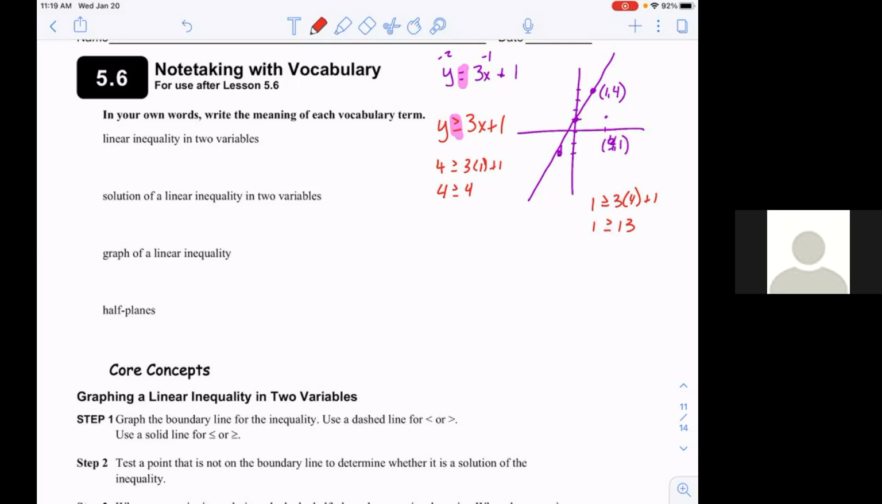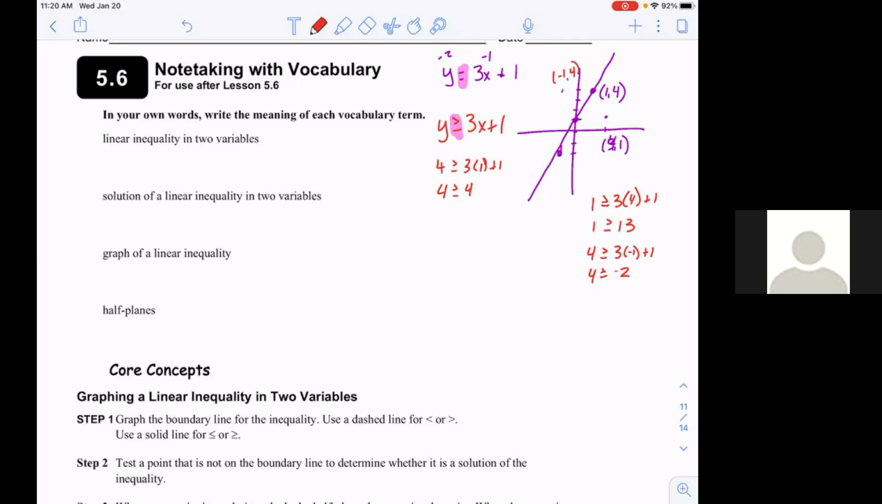However, if I take this point here, let's go with -1 and 4. Let's try this guy out. 4 is greater than or equal to 3 times -1 plus 1. And we end up with 4 being greater than or equal to -2. Is that true? That is true. So what happens is now I have points out in space that make this inequality true.